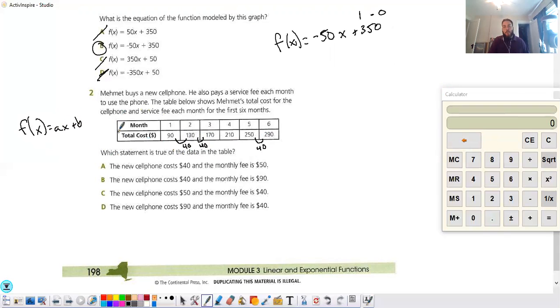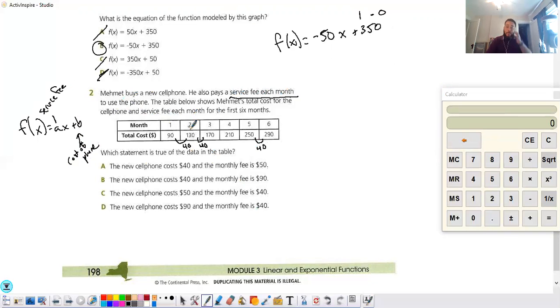When we're talking about a cell phone, he pays a service fee each month. So our slope here is going to be the service fee because this is something he pays each month to use the cell phone. And then also he bought a new cell phone. Well, that's going to be our y-intercept because that's where he started. After buying that one cell phone, that's where it starts. So this is his one-time cost, or the cost of the phone.